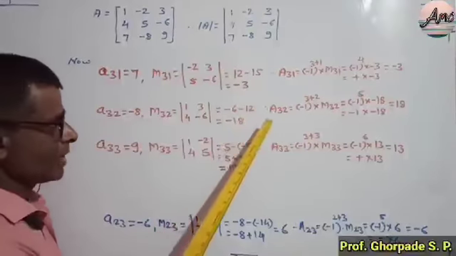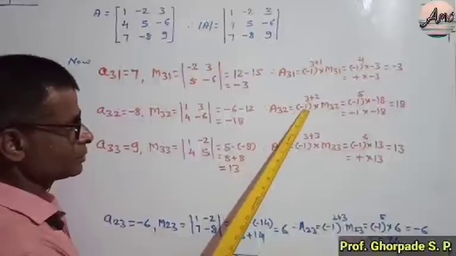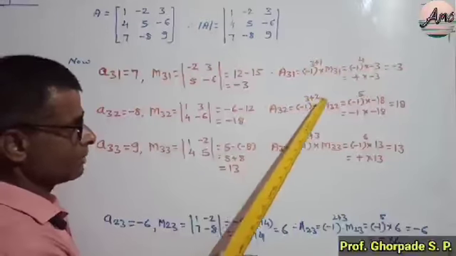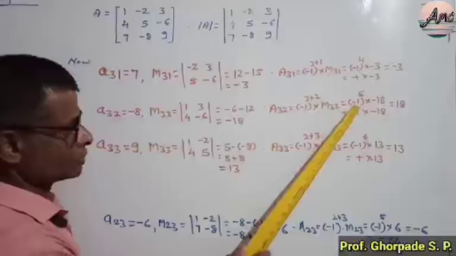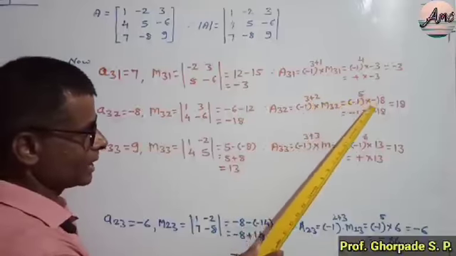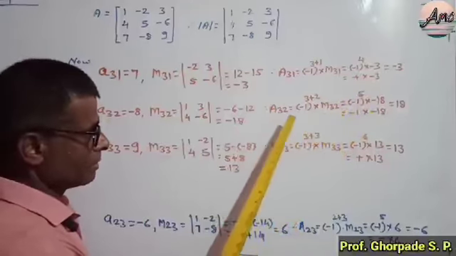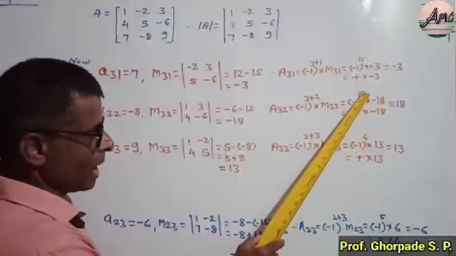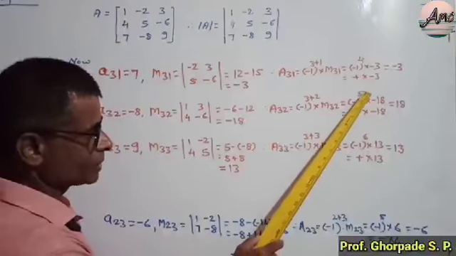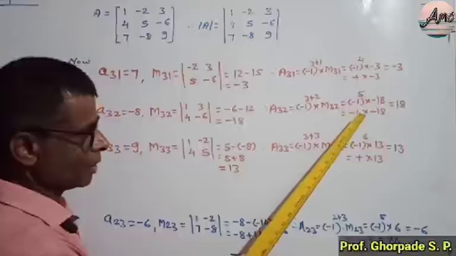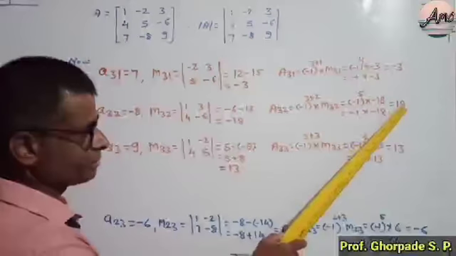Then the cofactor is A32. That is equal to minus 1 to the power of row plus column, 3 plus 2, into its minor M32. So minus 1 to the power of 3 plus 2 is 5, into M32, which is minus 18. If the power of the negative number is odd, you will get a negative value. Minus into minus 18 is plus 18.